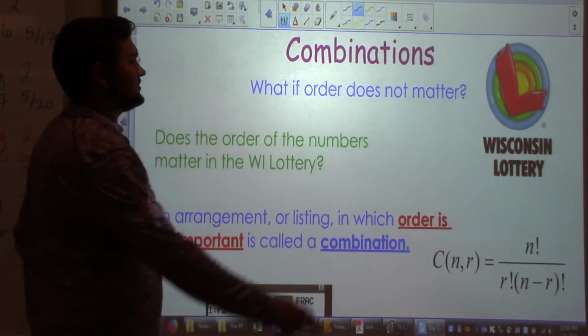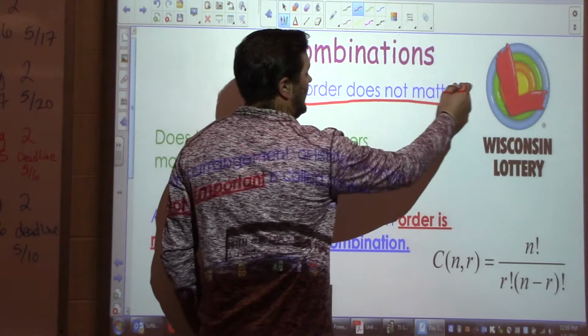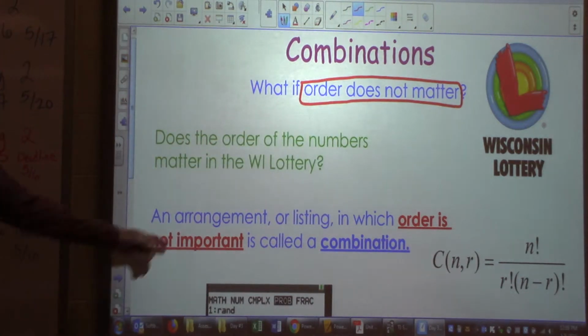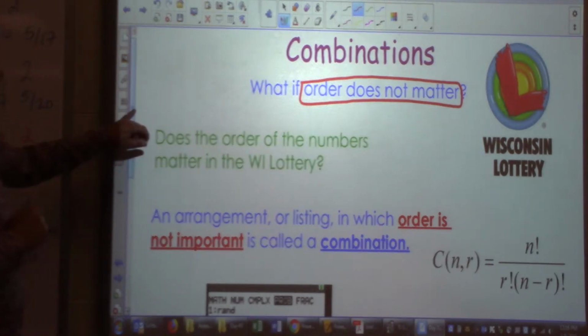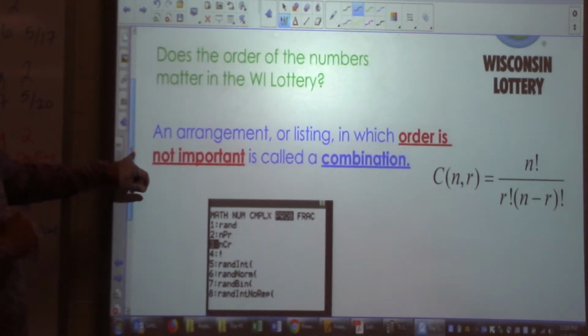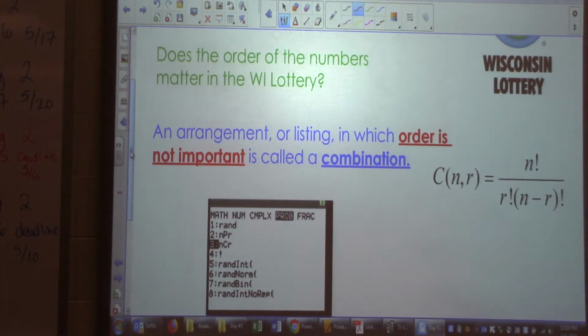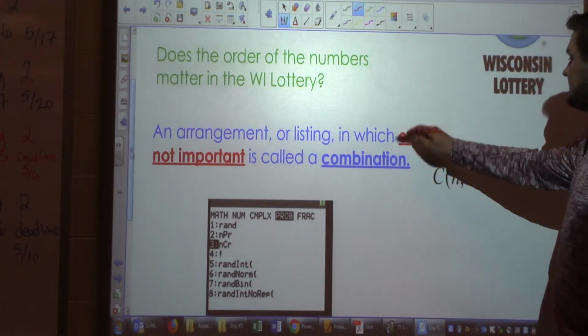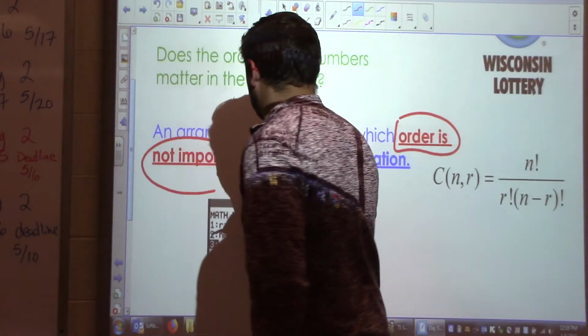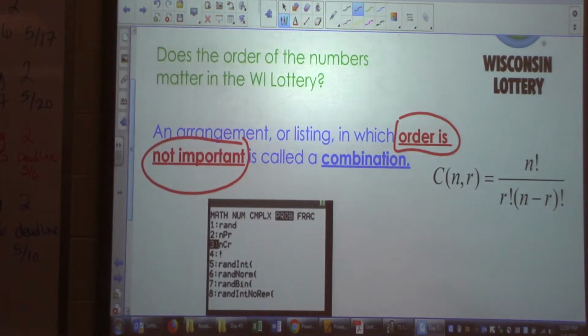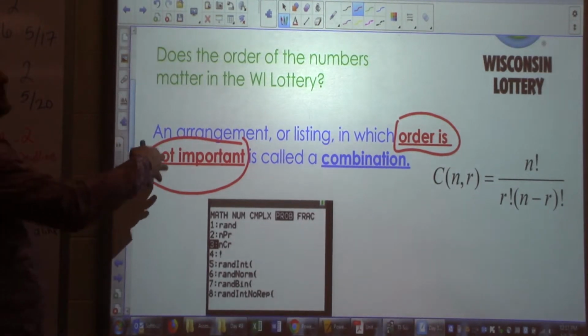So combinations, if order does not matter, right? Oh, it says down here too. An arrangement or listing in which order is not important is a combination, right? So permutations, the order matters. Combinations, order is not important. Right? That's the big thing. That's a big difference between the two. So when we're doing a problem, we've got to figure out, does the order matter or not? So I know if I do a combination or a permutation.